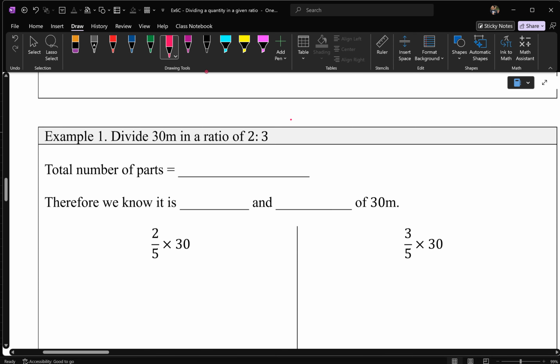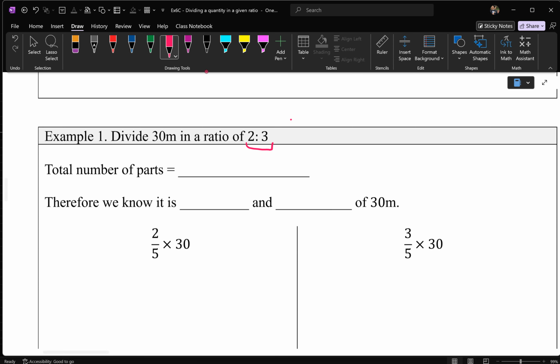30 meters is divided in a ratio of 2 to 3. So this is my ratio. Step number 1, how many parts are there? Well, there are 2 plus 3, a total of 5 parts. So we know that this 2 means that 2 out of 5 parts belong to the 2, and 3 out of 5 belong to something else. I just don't know what the quantities represent right now.